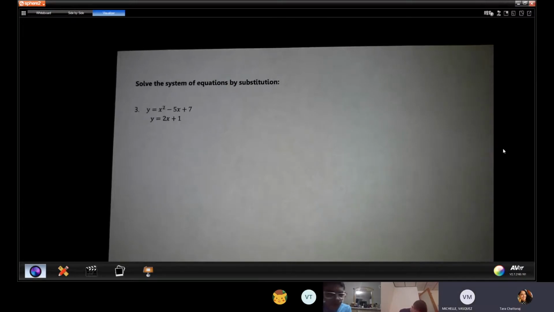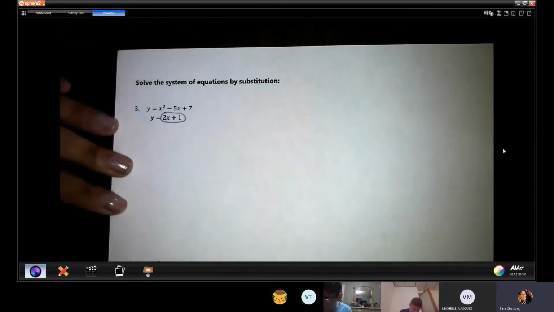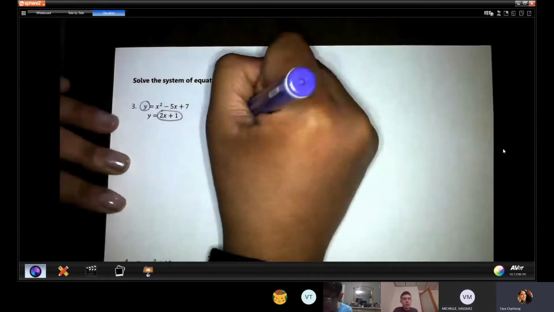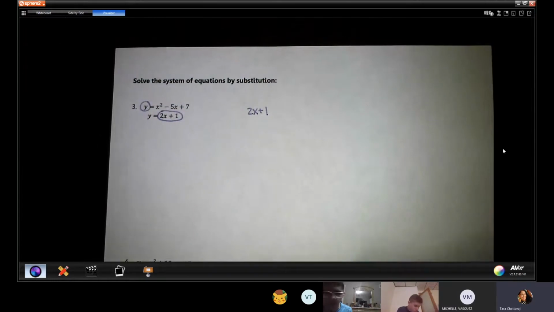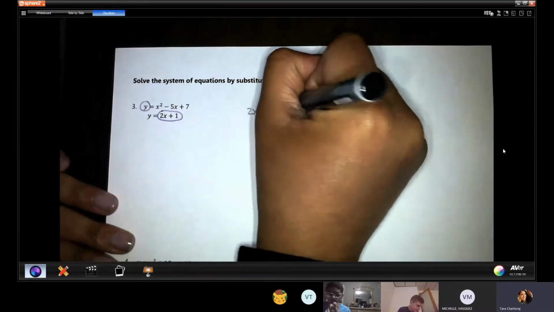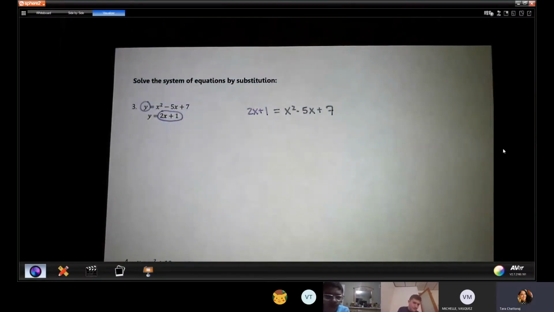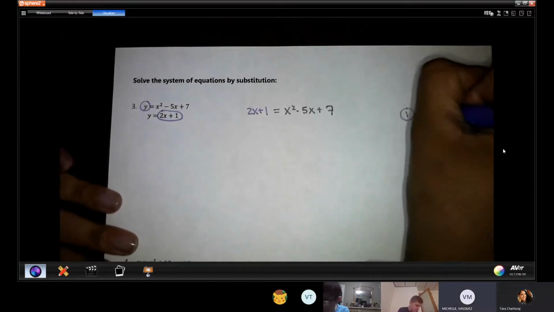So here, for instance, our first step is going to be to plug it in. Substitute, if you will. We're going to take this, which is equal to y, and plug it in for y. So we're left with 2x plus 1, and then we just bring over the rest of the equation. Make sense? So step 1, substitute.